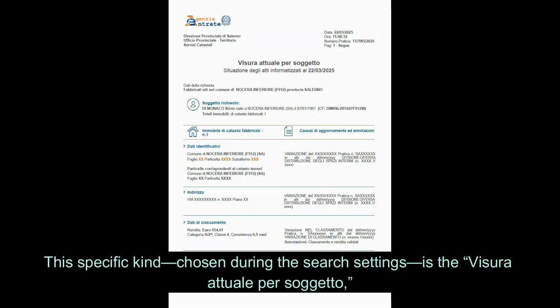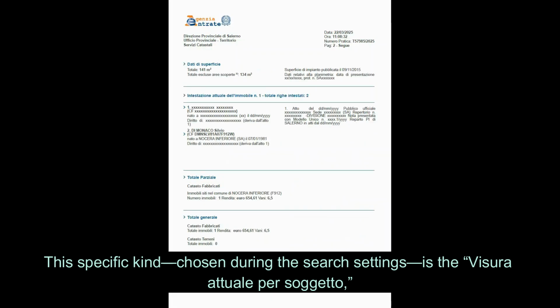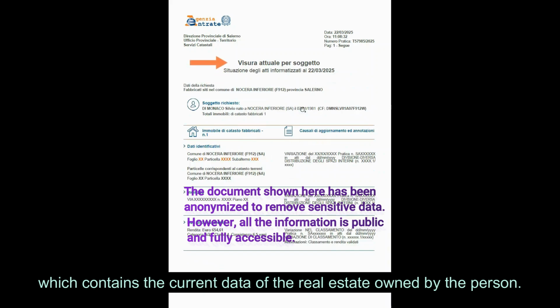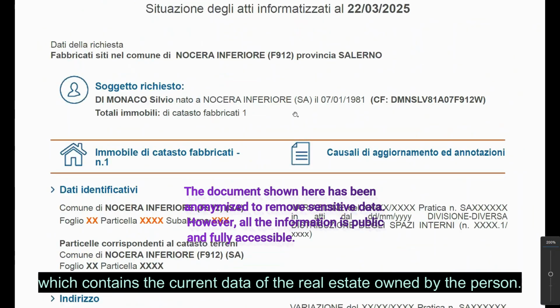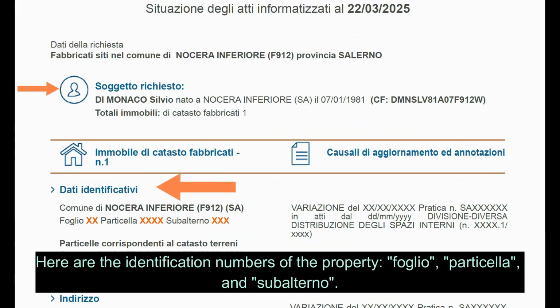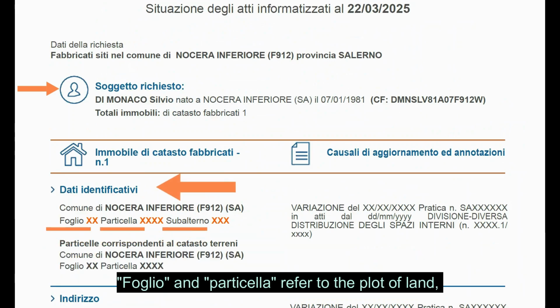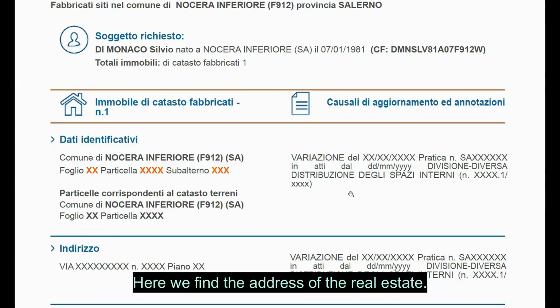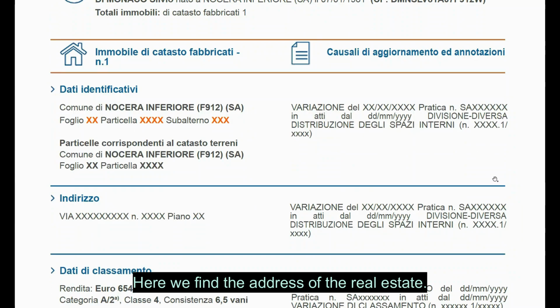This specific kind, chosen during the search settings, is the Visura attuale per soggetto, which contains the current data of the real estate owned by the person. Here we find the data of the owner, and here are the identification numbers of the property, foglio, particella, and subalterno. Foglio and particella refer to plot of land, while subalterno identifies the unit within a building. Here we find the address of the real estate.